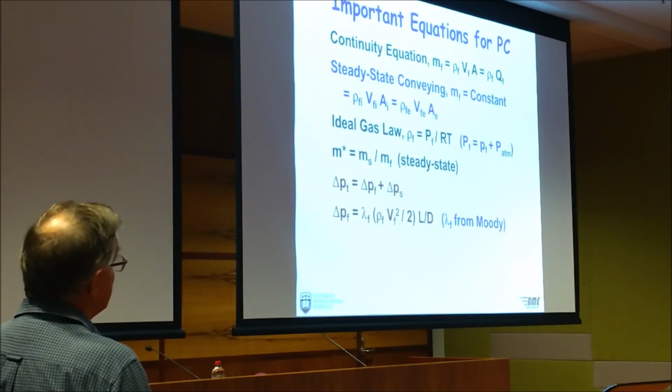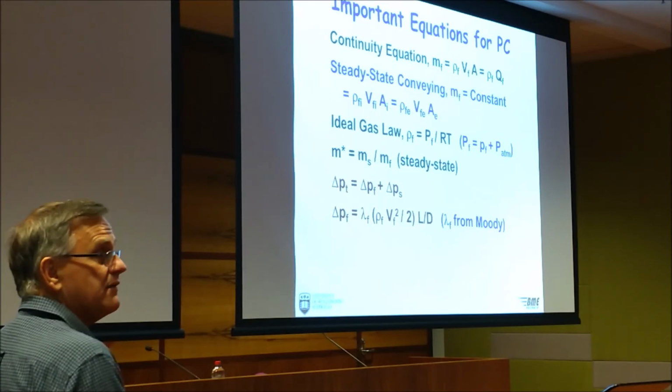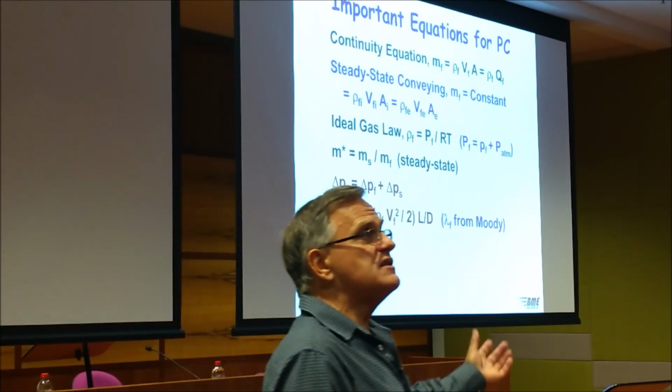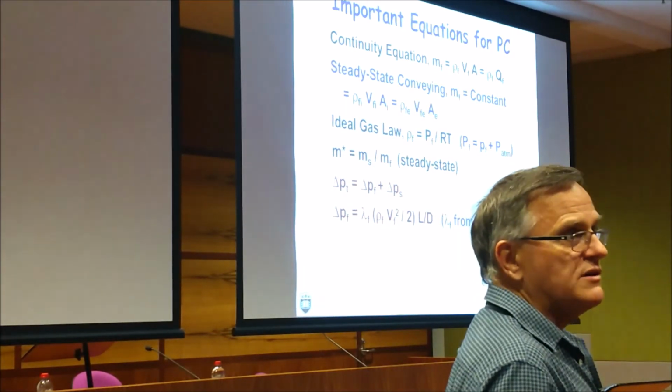So that's your Darcy friction factor times rho v squared on 2 times the length of pipe divided by the diameter. This is the pressure loss for frictional losses. Bend losses you have to add extra. We're not going to do that here.